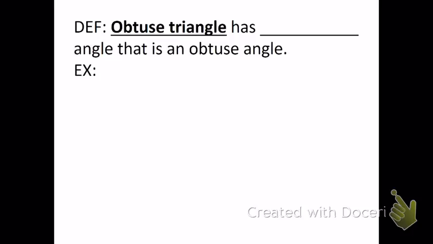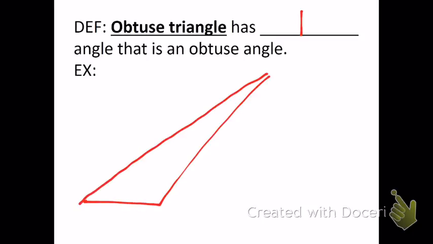Obtuse triangle. An obtuse triangle has 1 angle that is an obtuse angle. You can't have more than 1 obtuse angle in a triangle, or it would measure more than 180 degrees. So 1 angle is obtuse in an obtuse triangle. Here's a picture of what an obtuse triangle might look like.